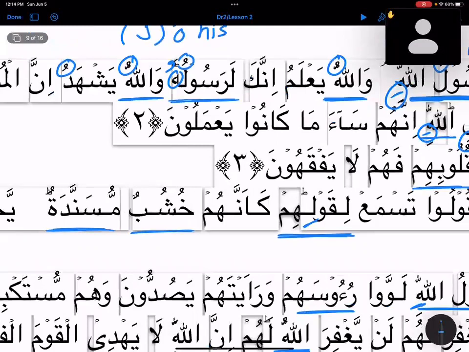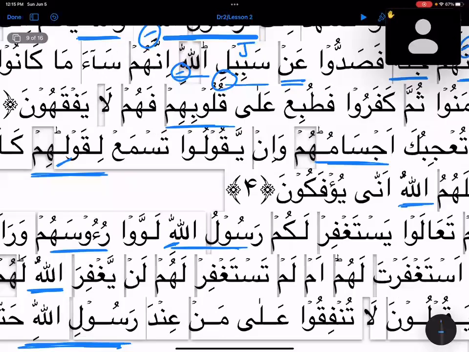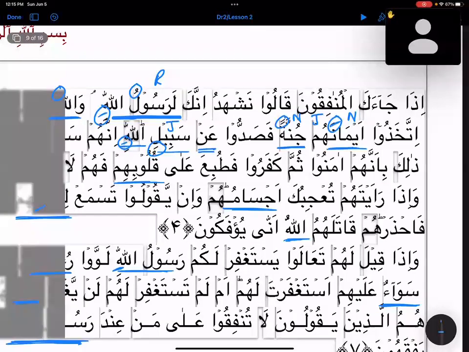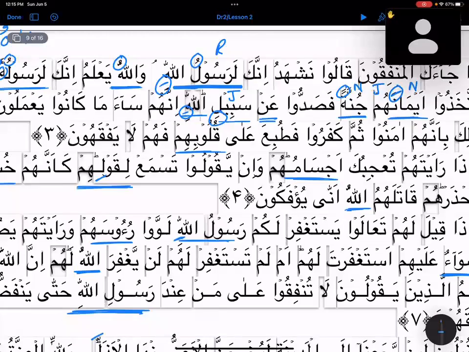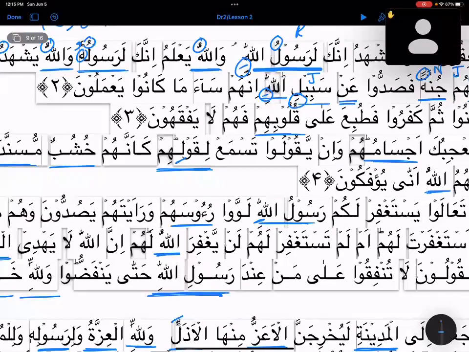Now, innahum sa'a ma kanu ya'malun. So Allah subhanahu wa ta'ala is saying how terrible it is what they used to do, taking false oaths and showing that they are true believers while Allah knows everything, right? Now next, dhalika bi'annahum amanu thumma kafaru fatubi'a ala qulubihim fahum la yafqahun.